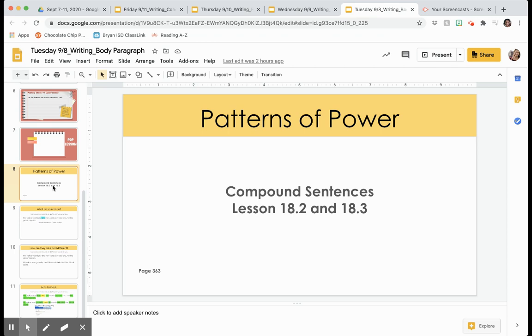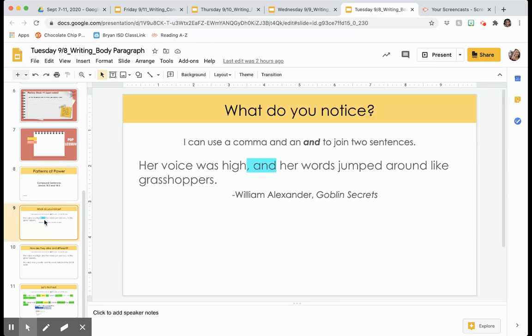Hey friends, so today's video is going to be over compound sentences, so let's look at our I can statement. I can use a comma and an "and" to join two sentences. So let's look at this sentence. It says, "Her voice was high and her words jumped around like grasshoppers." Now if you notice in the compound sentences, to join these two sentences, they used a comma and an "and" to join the two sentences.